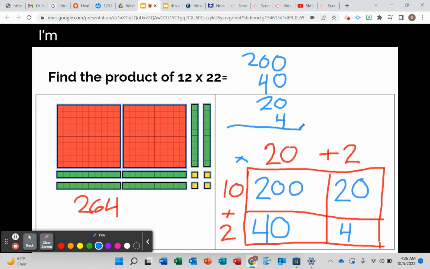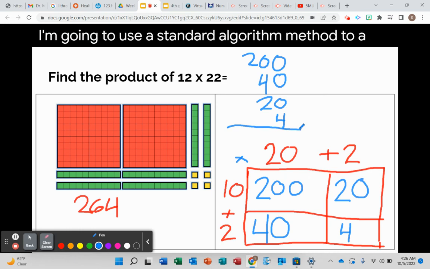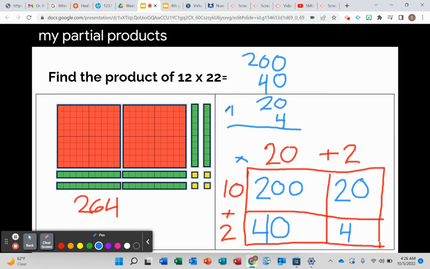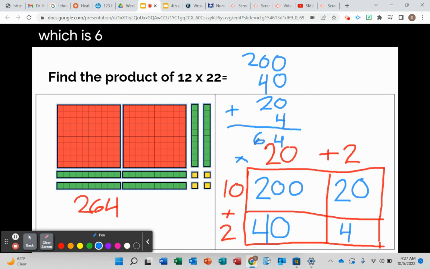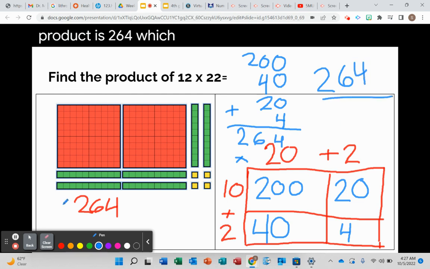Okay, now I'm going to use the standard algorithm method to add my partial products together. We have to add 0 plus 0 plus 0 plus 4. Then I have to add 0 plus 4 plus 2, which is 6. And then 2 plus nothing is 2. So my product is 264, which is the same thing that we saw over here.